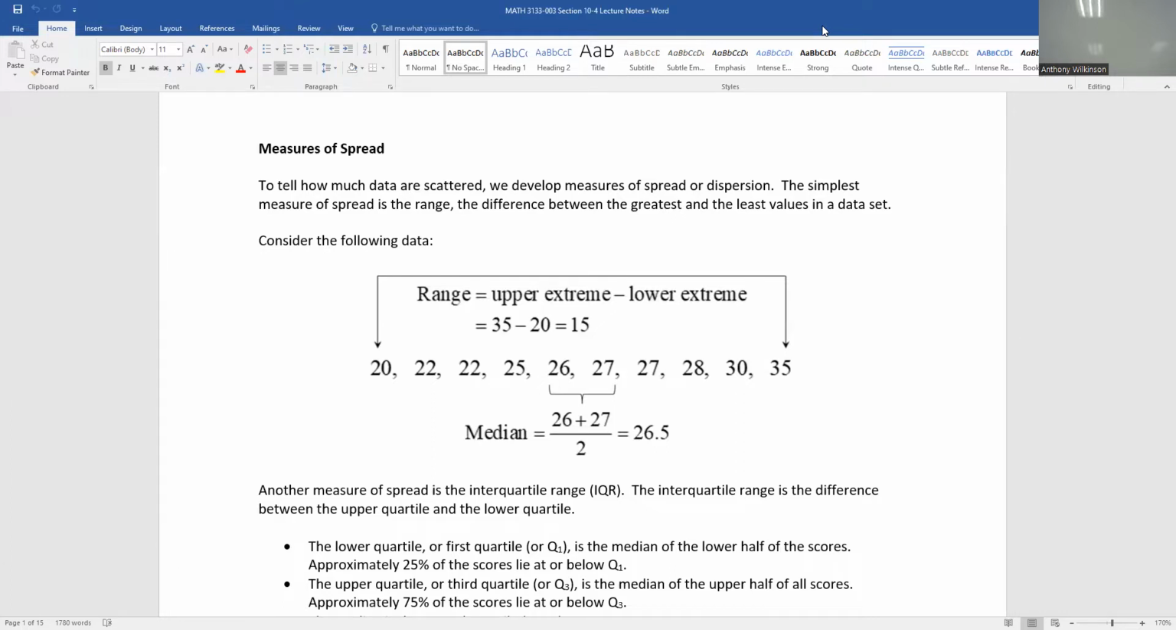So if we want to consider this data set that we have here, like 20, 22, 22, 25, 26, 27, 27, 28, 30, and 35, to find the range, it is the upper extreme, which is 35, minus the lower extreme, which is 20. That's the greatest minus the least. So if we subtract 20 from 35, you'll get 15. So the range of that data set that's provided here would be 15.